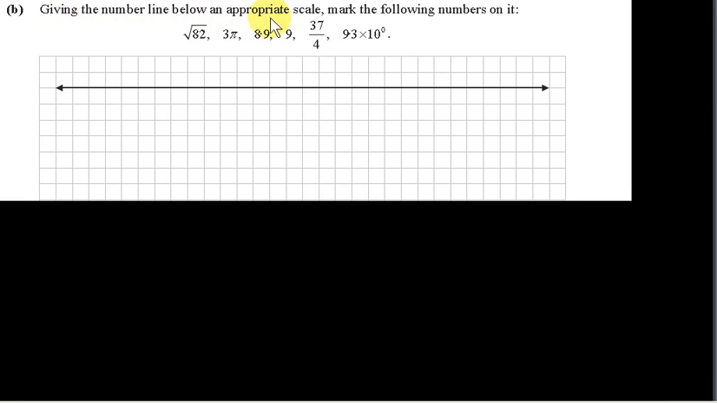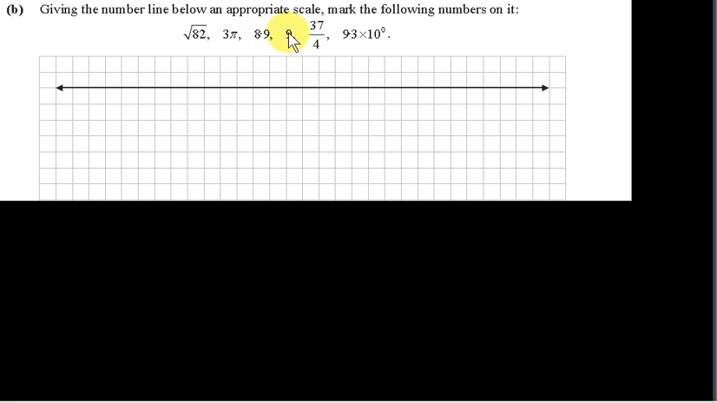Giving the number line below an appropriate scale, mark the following numbers on it. Now, all of these numbers here are close to 9. The square root of 82 is a little more than 9, because the square root of 81 is equal to 9. 3 pi is a little bit more than 9. To 2 decimal places, pi is 3.14, so 3 times 3.14 is about 9.4.